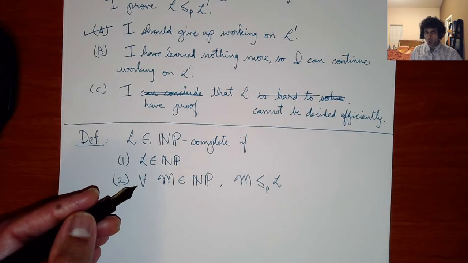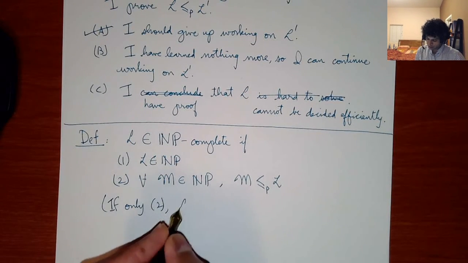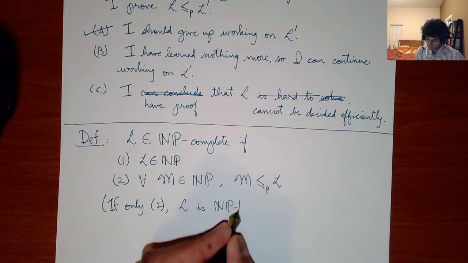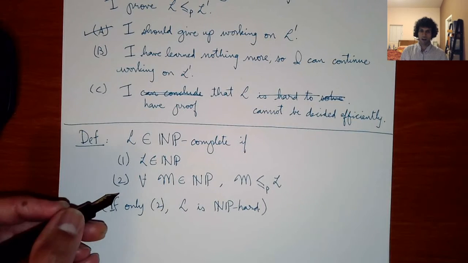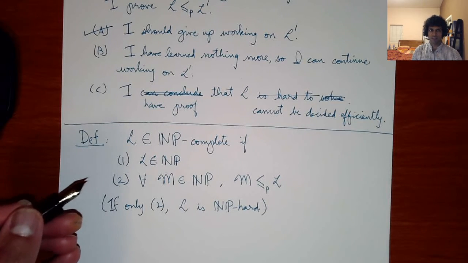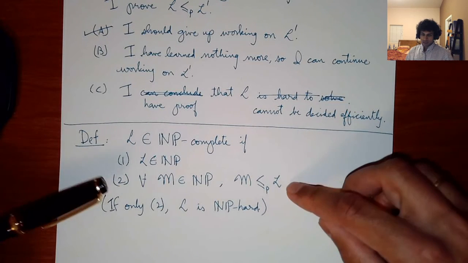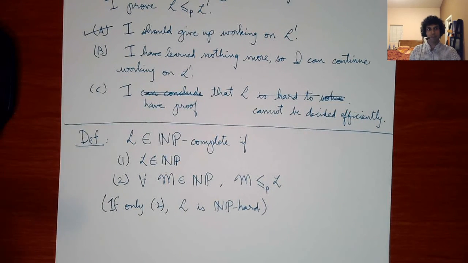So this is just saying that if only the second condition holds, then we say L is NP hard. Okay, if it's only two. So NP hard just means the second condition, NP complete means both. So NP complete is a language in NP that is NP hard. So NP hardness, the second condition, means that all other languages in NP can be reduced to L. Okay?